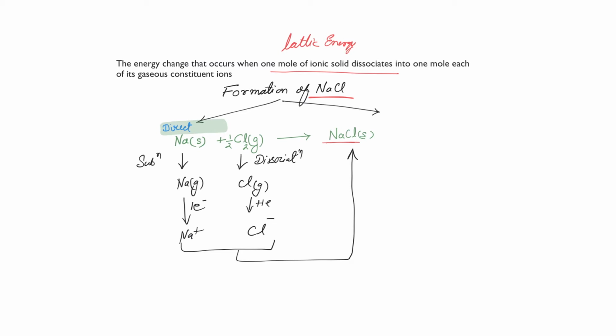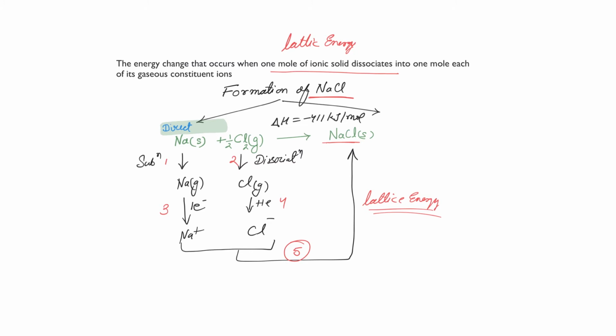And this last step, so let's number the steps: 1, 2, 3, 4, and this last, fifth step is the actual step that will give us the lattice energy. This is what we want to find out. Now, experimentally, you can determine what energy is required for formation of NaCl, or released. In this case, it's released. So this delta H, the enthalpy change, is minus 411 kilojoule per mole.